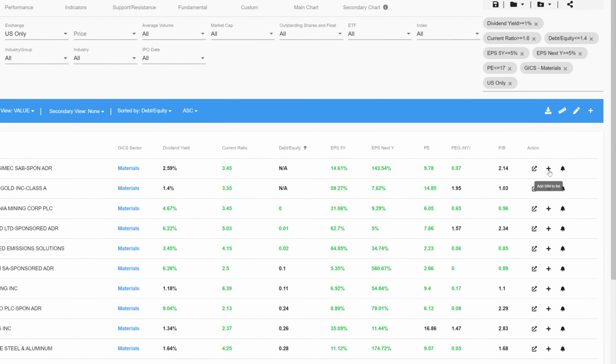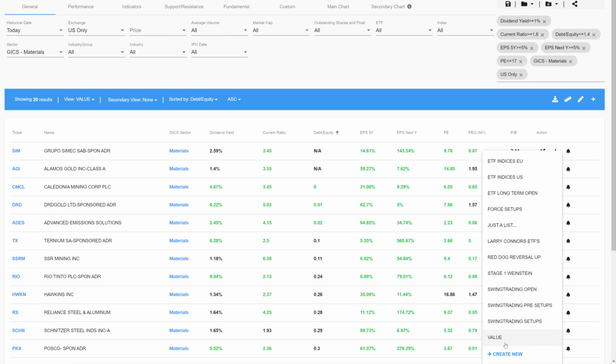The companies you ultimately want to hold back can be added to a watch list by clicking on the plus sign and adding the stock to an existing watch list, or you can create a new watch list.